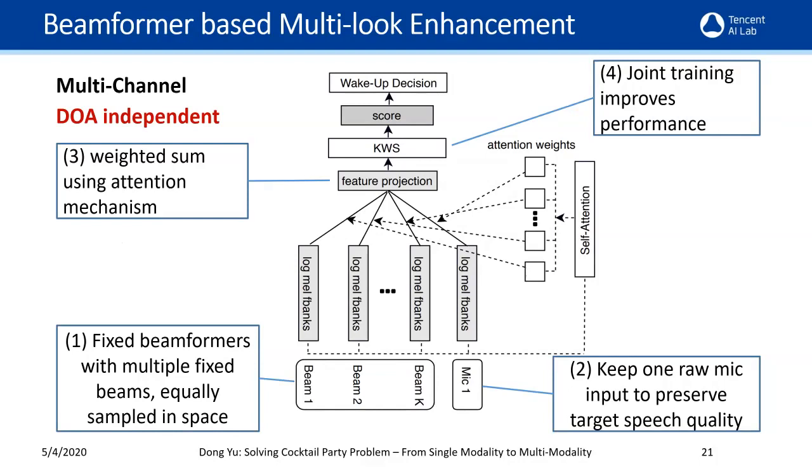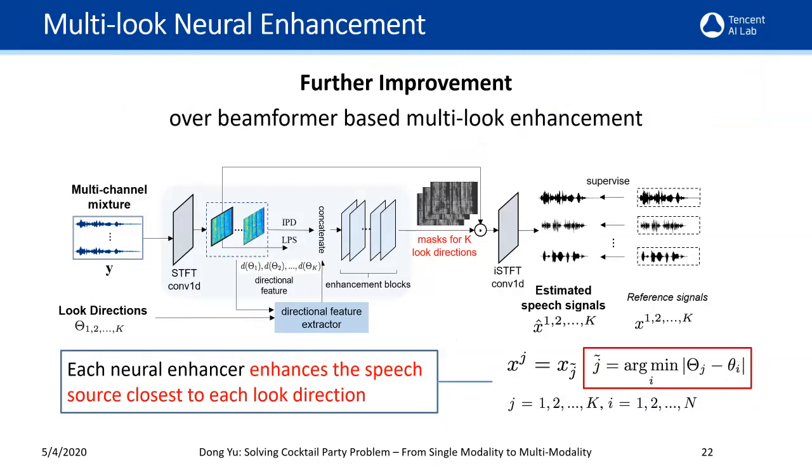Together with one raw microphone input, the system can use self-attention to fuse the information from different directions to enhance the keywords. The enhancement and the keyword spotting can be jointly trained so that if the keyword is available, it will get more attention in the output. We notice that if we can conduct single channel enhancement at each look direction, we may further improve the performance. However, since we don't know the direction of the keyword, we adopted to enhance the speech closest to each look direction, which may or may not be the keyword. We call this improved approach multi-look neural enhancement.